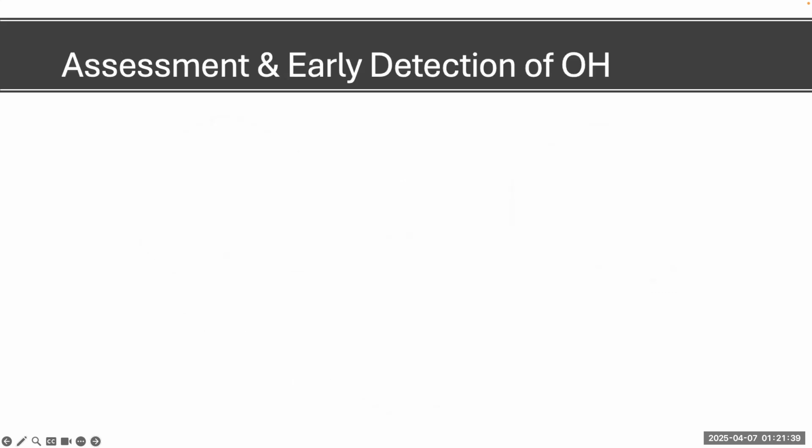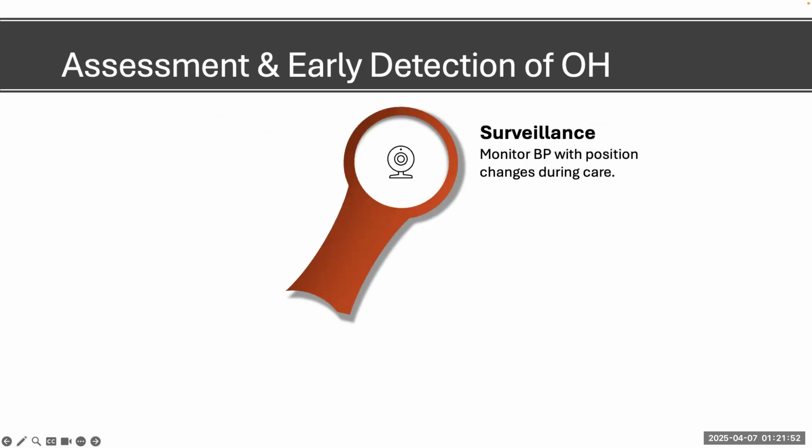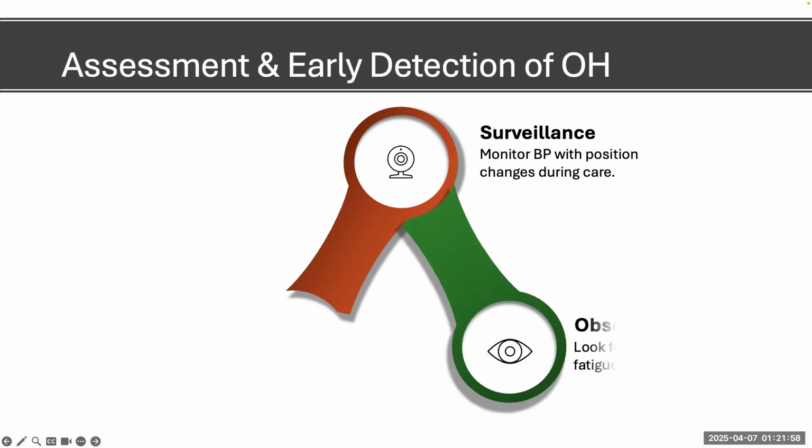Assessment and early detection of orthostatic hypotension, or OH. Bedside assessment remains the most effective strategy for early orthostatic hypotension detection. Nurses must be vigilant during all transitions, transfers, therapy initiation, or bowel care to monitor blood pressure trends. Patients often exhibit subtle cues such as yawning, glassy eyes, or pale skin.